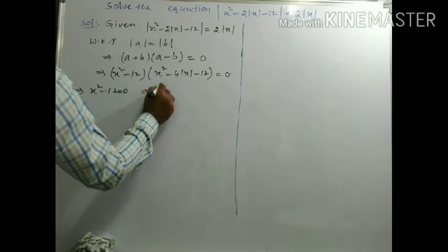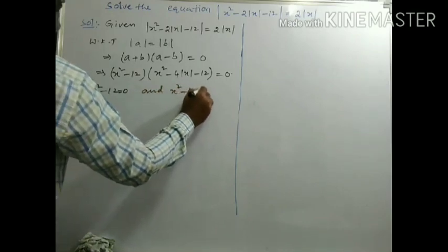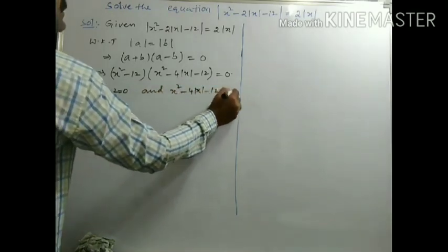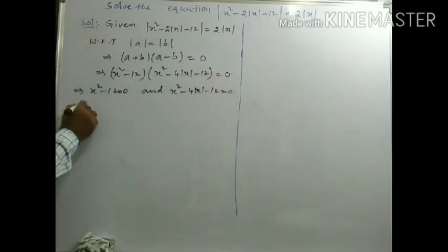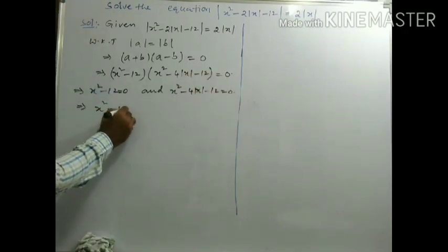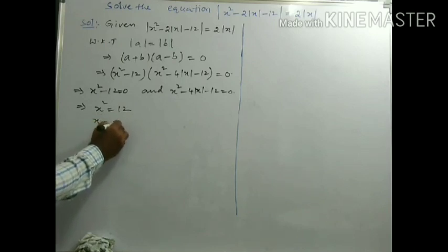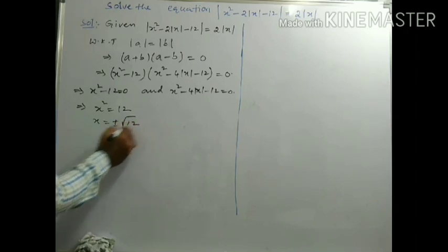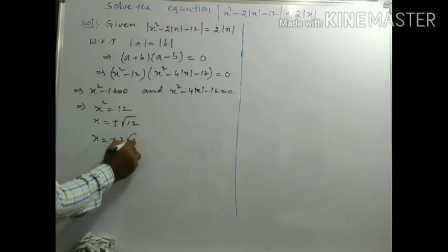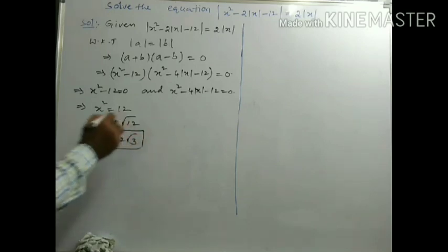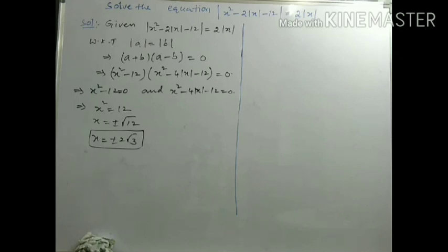Now let us equate x square minus 12 equals 0. And one more thing is x square minus 4 into modulus of x minus 12 equals 0. So clearly from this, x square equals 12, hence x equals plus or minus root 12. Root 12 we can write as 4 into 3, that is 2 root 3. So in case 1 we got the solution x equals plus or minus 2 root 3. Okay. Now we need to solve the second one.